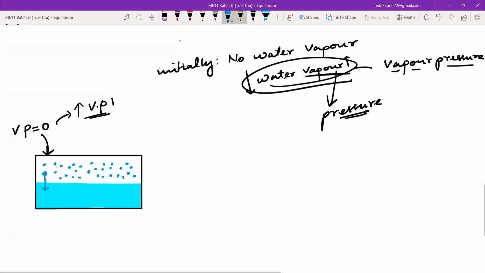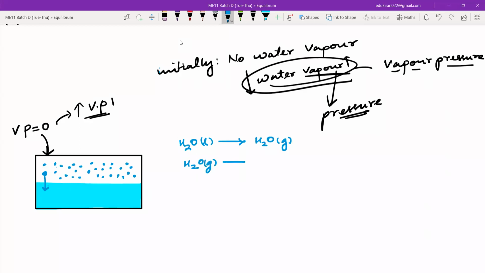So there are two things that are happening. We have H2O liquid, and it converts into H2O gas due to evaporation. But there are some water molecules which are in gaseous state, and they also convert to liquid water at the same time. So these are the two transformations, two conversions that are happening while I place liquid water in a container. Yes or no? Any problem till here?